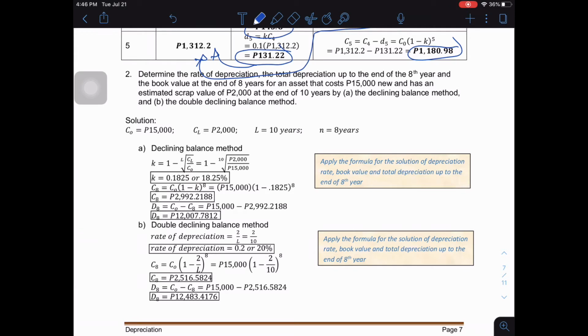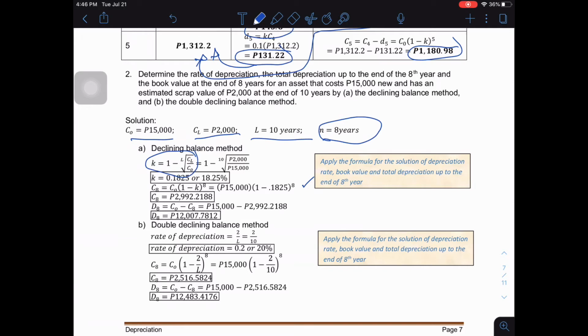Okay, so the given values are the original cost as 15,000, salvage value as 2,000, life of 10 years, and n is equivalent to 8 years. So we have to solve for the value of k first using this formula. Okay, so the formula would give us a value for k of 18.25%. And then using the formula for book value, so we can solve for the book value at the end of 8th year. Okay, substitute the values, giving us a value of 2,992.2188 as our book value at the end of 8th year.